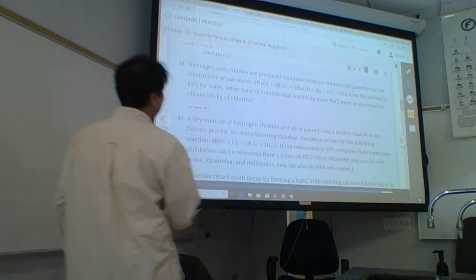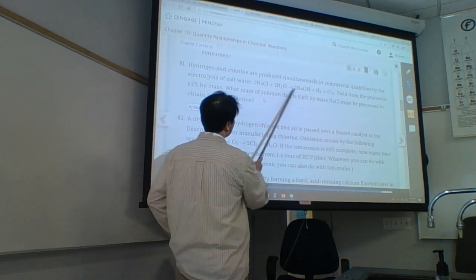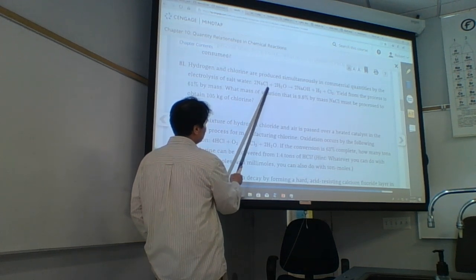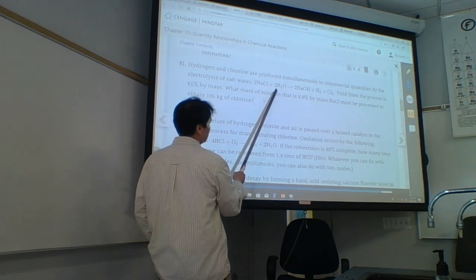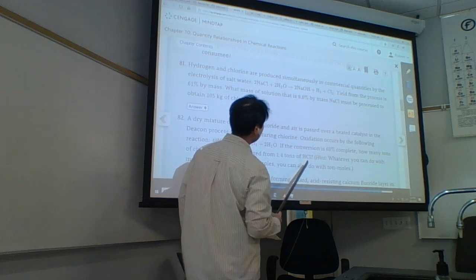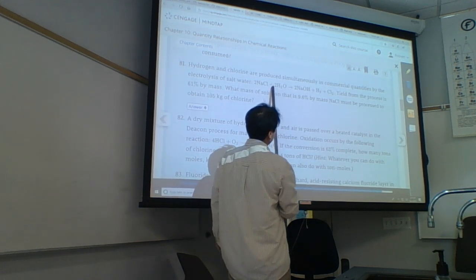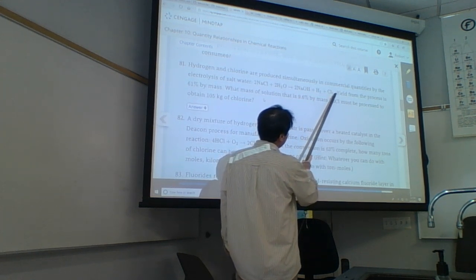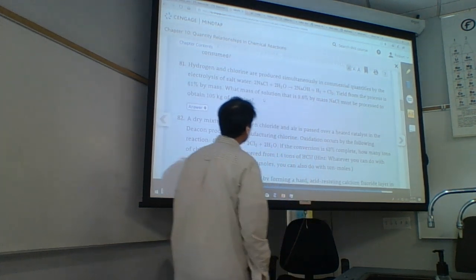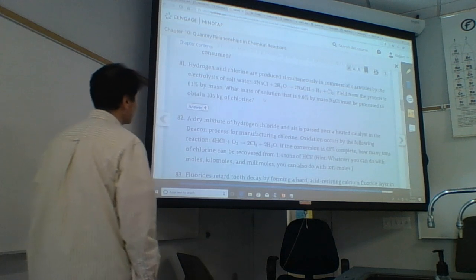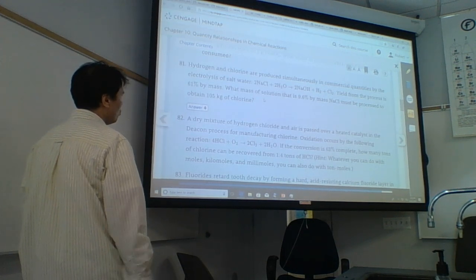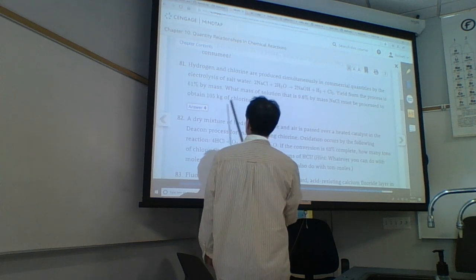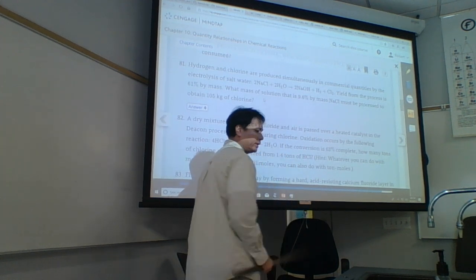81. Hydrogen and chlorine are produced simultaneously in commercial quantities by the electrolysis of salt water. So electrolysis is you take salt water like this and then you pass electric current through it. Then the salt water is converted into sodium hydroxide, hydrogen gas, and chlorine gas. Yield from the process is 61.0% by mass. What mass of solution that is 9.6% by mass sodium chloride must be processed to obtain 105 kilograms of chlorine?